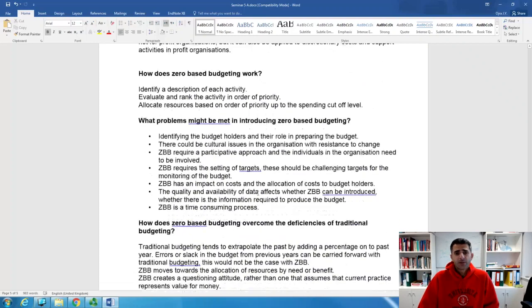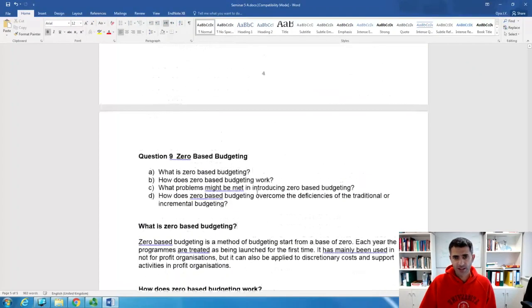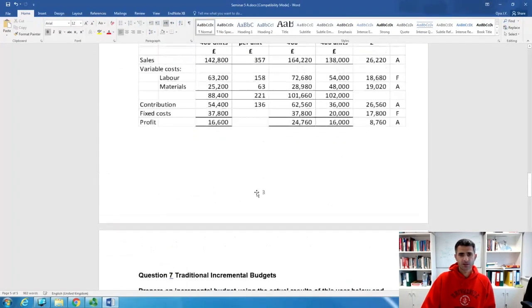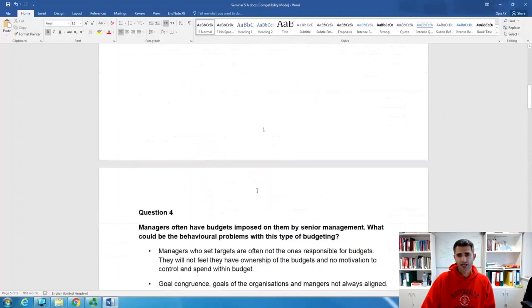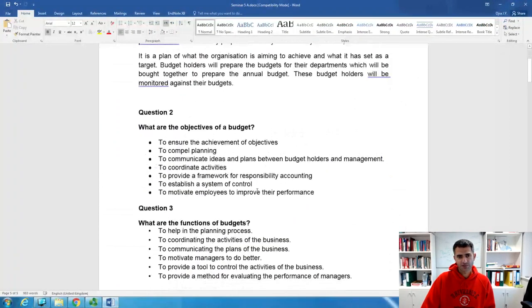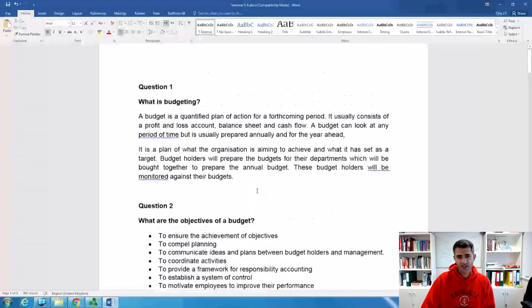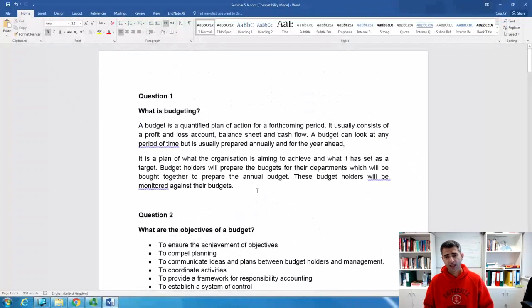Anyway, that's all to do with the seminar. Have a look. As I said, in the written answers I haven't focused too much, so the written answers are there. You can read them. You can do more research if you want. But again, the most important thing in terms of the numerical part is the flexible budget. So yeah, that's all.